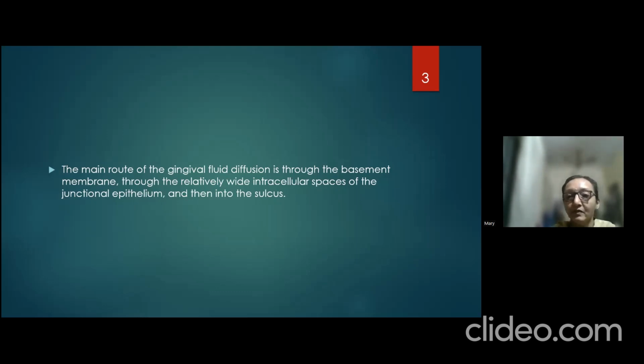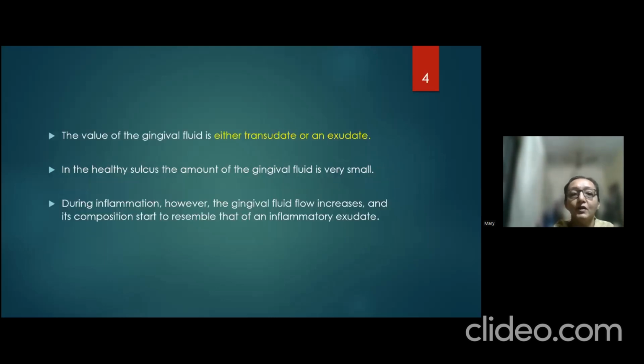So this proved that the fluid has a passage via the intercellular spaces of the junctional epithelium into the sulcus. So the nature of the gingival fluid is either a transudate or an exudate. According to Brill, he described the crevicular fluid as a transudate, while many others explained it as an inflammatory exudate. In a healthy sulcus, the amount of gingival fluid is usually very small, and during inflammation, the gingival fluid flow increases, and here the composition starts to resemble that of an inflammatory exudate.